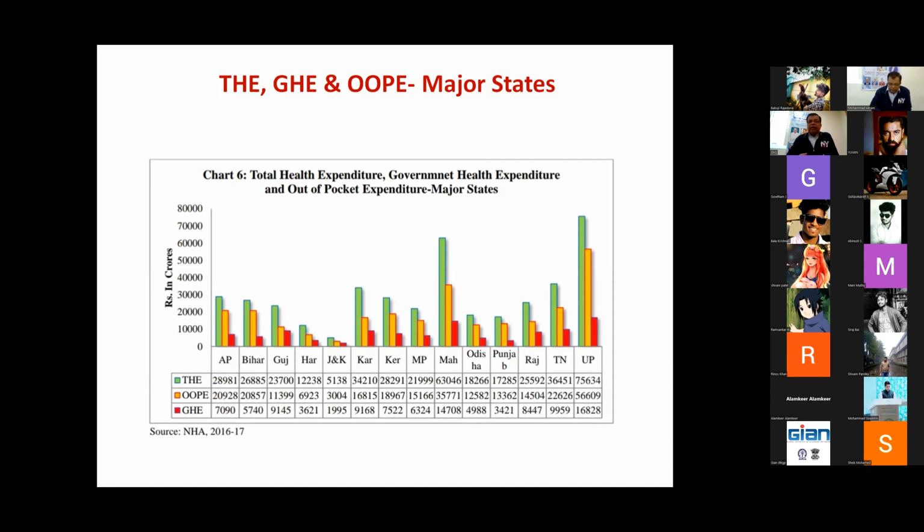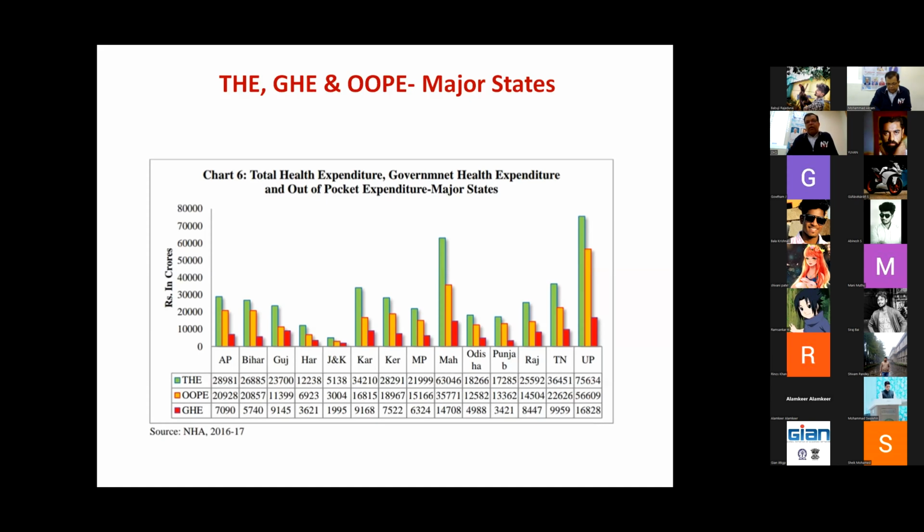Then we come to Karnataka. We can see that in Karnataka, the overall expenditure is high, higher than all the other states that we have discussed till now. And again, the gap between the government and the out-of-pocket is lesser. So far, we have seen that in Bihar, this gap is the highest. In Karnataka, this is lesser, not as less as in Gujarat, but in comparison to Bihar, the gap is lesser.